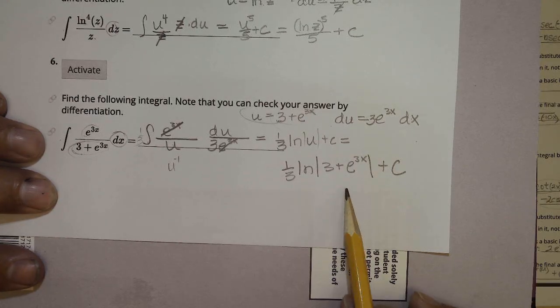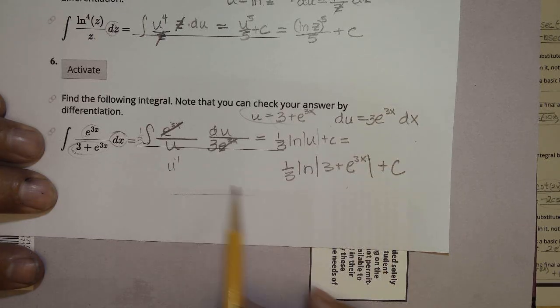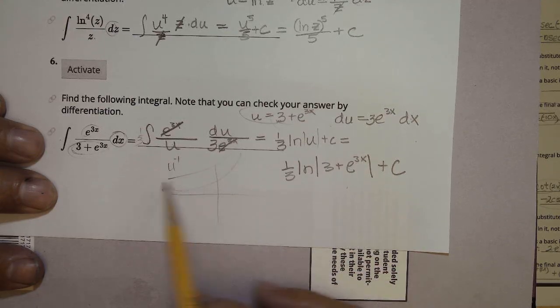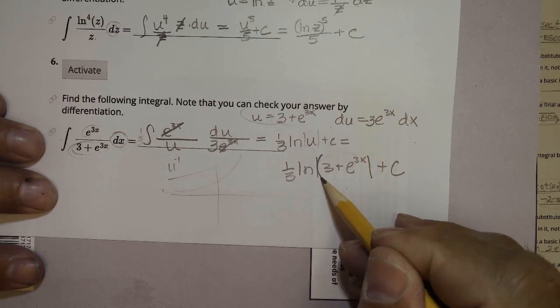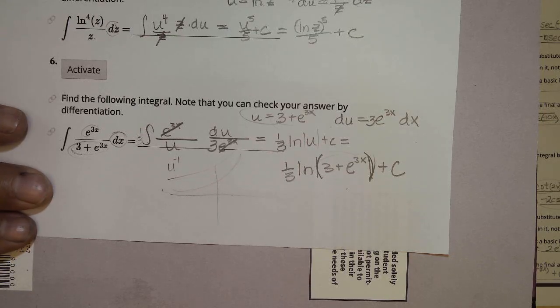And it turns out I wouldn't need the absolute value because e to some power is always positive, and adding 3 to it would just make it more positive, so this is always positive, so don't need the absolute value, but you can put them in. Doesn't make it wrong, but it's not necessary.